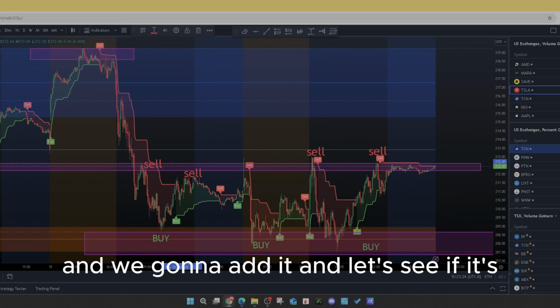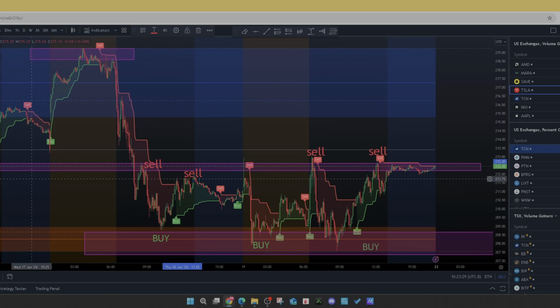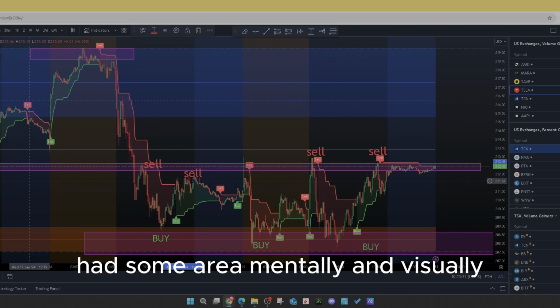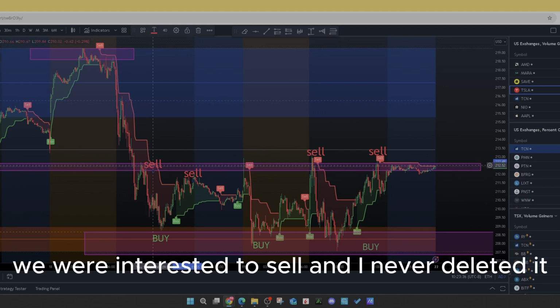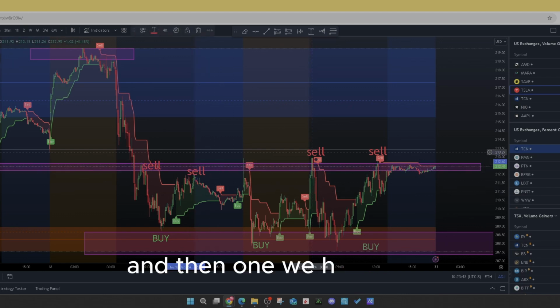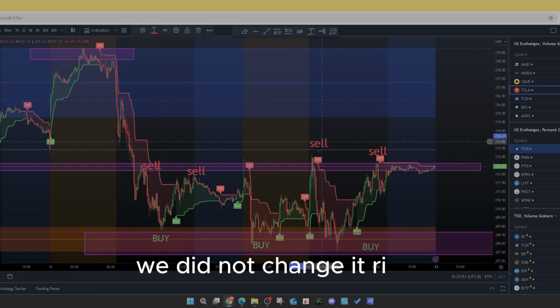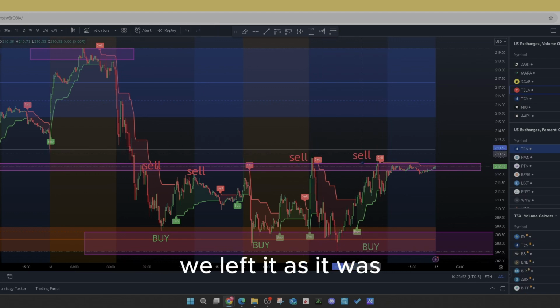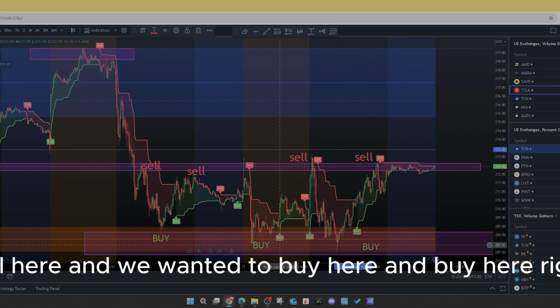Let's see if it's helping us. Okay, remember we had some area mentally and visually that we were interested to sell, and I never deleted it. This is the area, sell, sell, and then one we have here, which looks like it happened perfectly. This area, we did not change it, right? We left it as it was. We wanted to sell here, and we wanted to buy here and buy here, right?